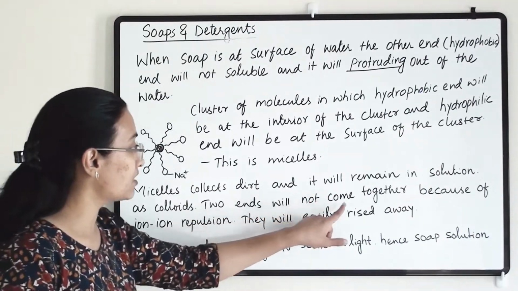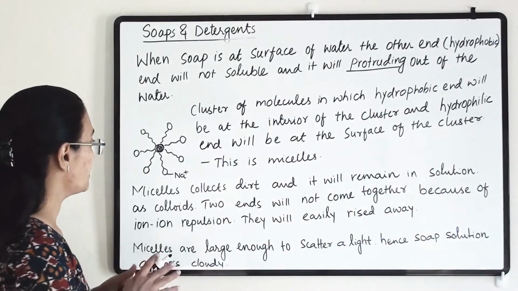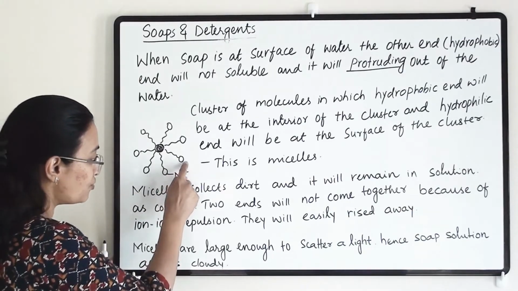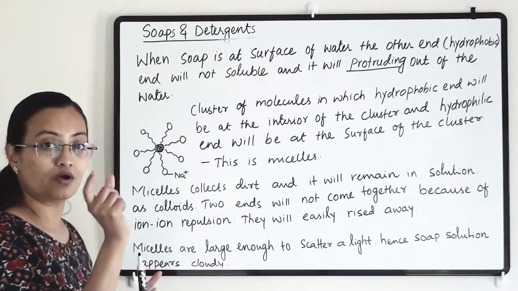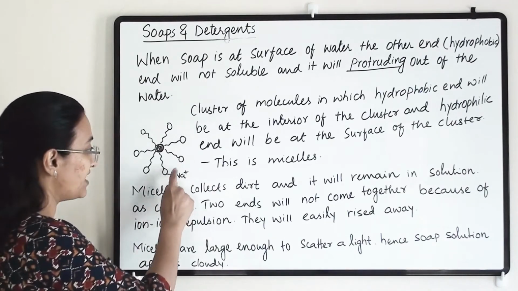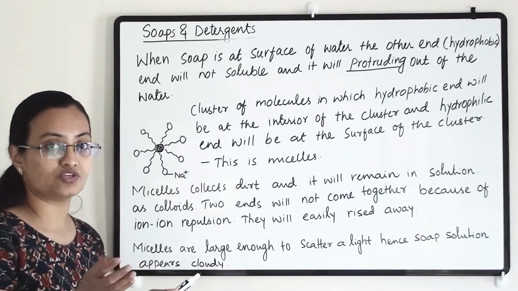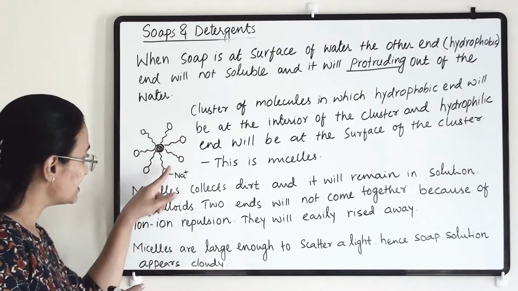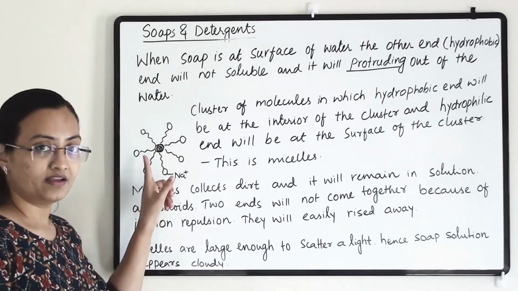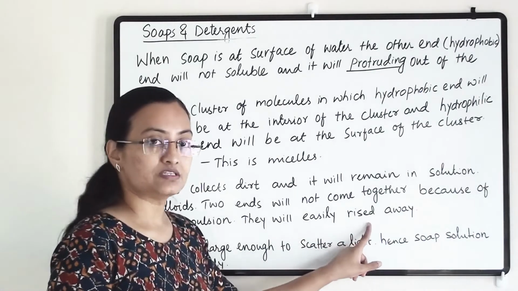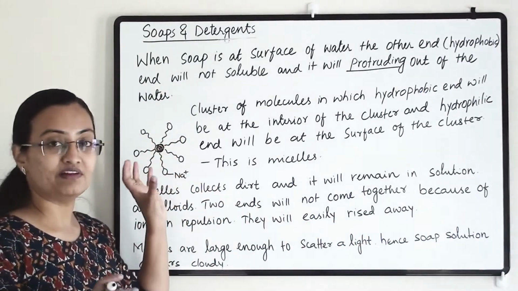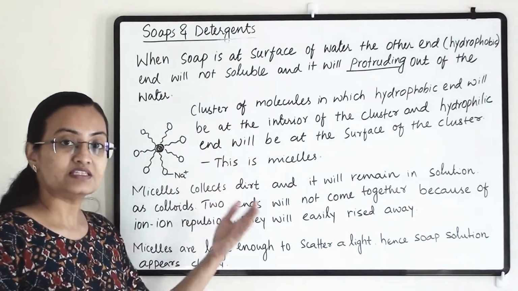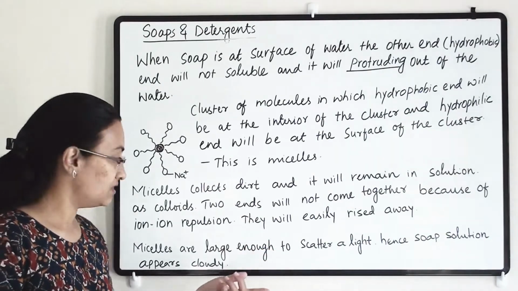Two ends will not come together because of ion-ion repulsion. After this micelle formation, these two ends, both having either sodium ion or potassium ion, cannot come together because positive ion repulsion will happen, as both have a positive charge. So they cannot come together, and that's why they will remain in this pattern because of ion-ion repulsion. They will be easily rinsed away. Once this kind of formation happens, they will trap the dirt inside the cluster of the molecule. Once we rinse it with water, it will go away with the water.